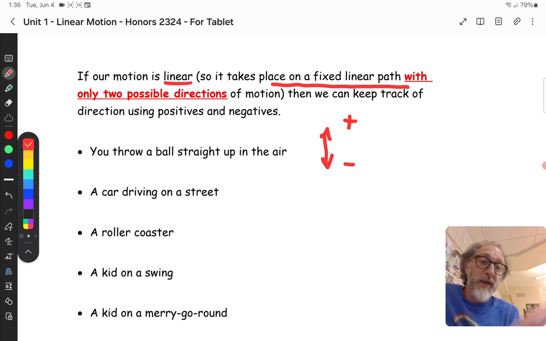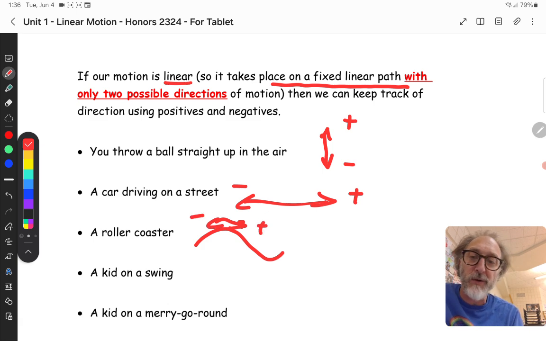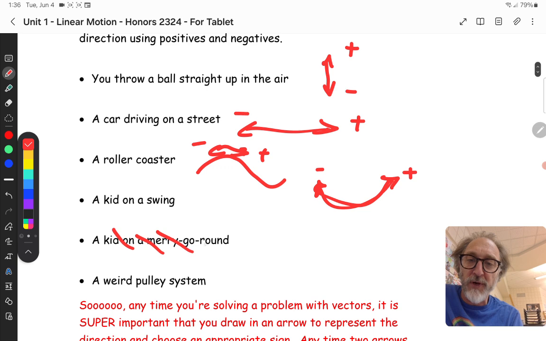All right, car driving on the street. Oh, it doesn't tell me which way the street runs. Okay, cool. Let's just go forwards is positive, backwards is negative. A roller coaster, same thing. The roller coaster can go either forwards on the track or backwards on the track. So forwards is positive, backwards is negative. Kid on a swing, you can swing forwards or backwards. Forwards is positive, backwards is negative. Kid on a merry-go-round is a dumb example. I wish I hadn't put it on here.